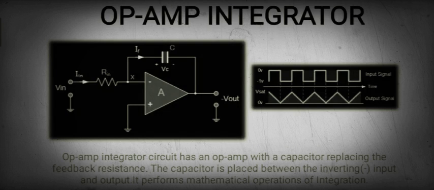So second last is the op-amp integrator. The op-amp integrator circuit is normally a circuit that has an op-amp with a capacitor replacing the feedback resistance. The capacitor is placed between the inverting input and the output. So it performs the mathematical operation of integration. Suppose we want a triangular wave, so we will simply integrate the square wave to get the triangular wave, as we can also see in the figure.